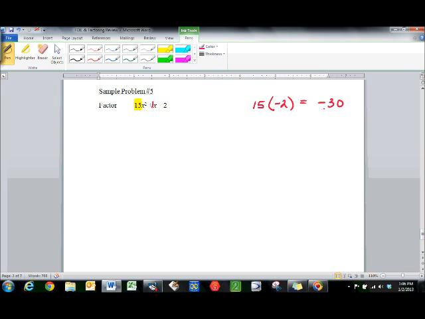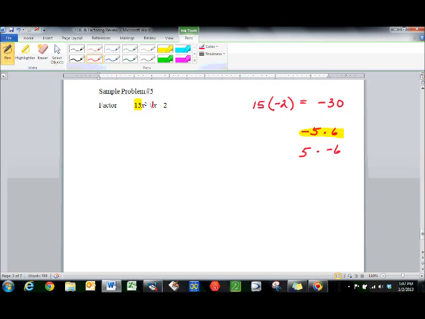Now, the key factor has a negative in front of it, the negative 30, so we have to take that into account. We could say negative 5 times 6 gives us negative 30, or a positive 5 times a negative 6, and either one of these would give me a negative 30. What we have to figure out is which combination, when added together, gives us the positive 1 in the middle of this trinomial. We can see negative 5 and a positive 6 gives us the positive 1x.